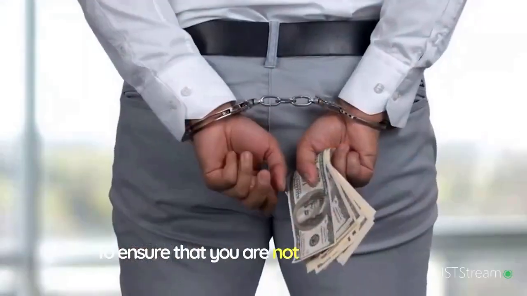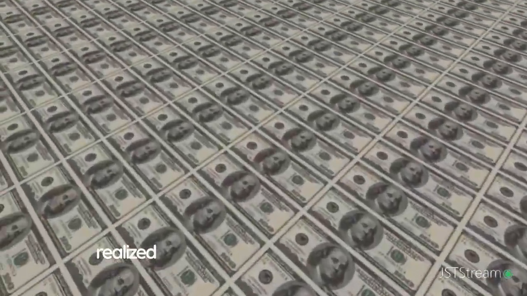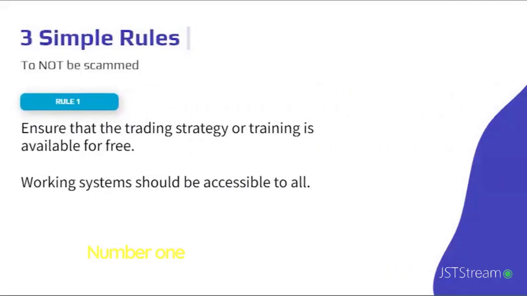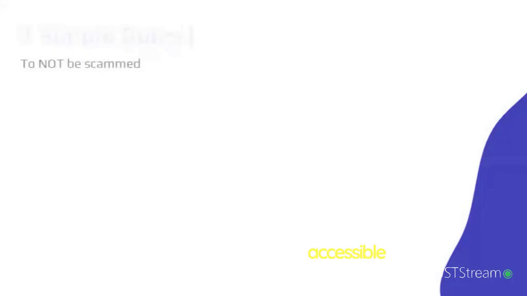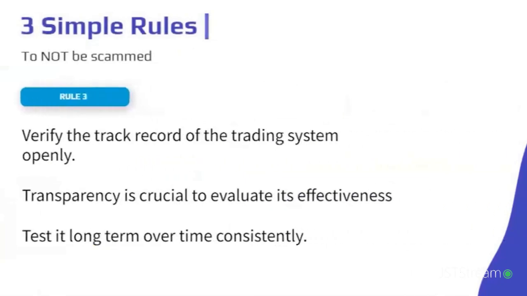To ensure that you are not being scammed, follow these 3 simple rules that we have realized after years of being in this industry. Number 1, ensure that the trading strategy or training is available for free, as working systems should be accessible to all. Number 2, avoid strategies that are available for a limited time only, as viable systems should be available always without any time limits. And number 3, verify the track record of the trading system openly, as transparency is crucial to evaluating its effectiveness. Test it long-term over time consistently.